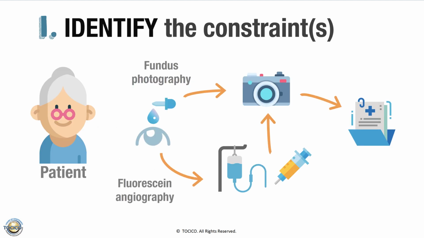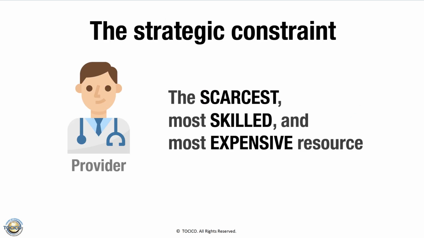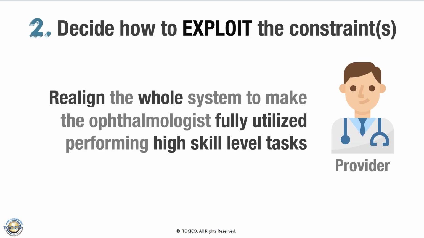Well, the first step was to identify the constraint. What was the constraint? Well, I could see that there were a lot of patients just waiting after me, so I was the constraint. But it's not only that. I was also the strategic constraint. I was the scarcest, most skilled and most expensive resource there. So we had to do it better. I had to exploit myself better. How could I exploit myself? Well, we had to realign the whole system to make me be fully utilized and performing only high-level skill tasks.